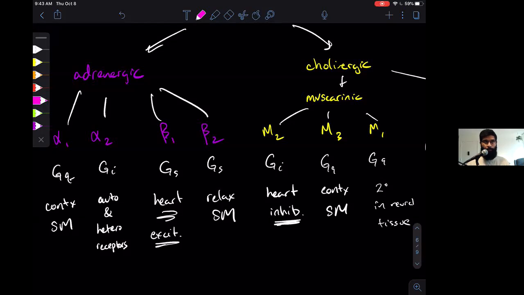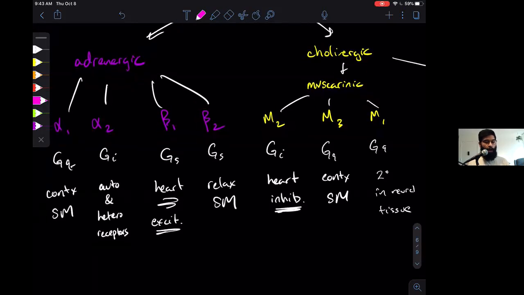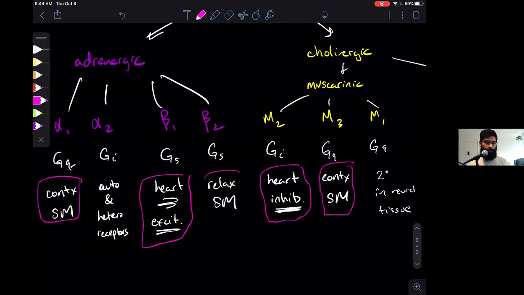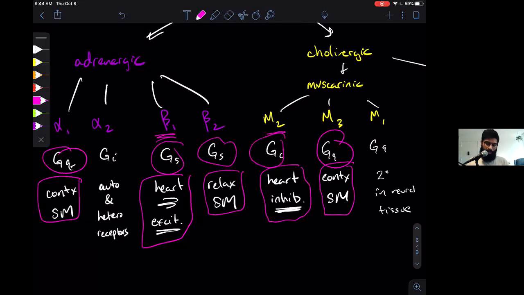All right, so remember that alpha-1 is going to be contraction of smooth muscle. Alpha-2 is primarily auto and heteroreceptors. Beta-1 is going to be on the heart primarily. It's going to have some other actions as well, but it's going to be excitatory to the heart. M2 is going to be inhibitory to the heart. Contraction of smooth muscle is going to happen again by M3, and relaxation of smooth muscle is going to happen by beta 2. So you can see both the GQs here are contracting smooth muscle. And your GS is going to relax smooth muscle. Your GS here, your beta 1, is going to excite your heart, and your GI, your M2. So GI and GS usually have opposite actions. Your GI here is going to inhibit your heart.